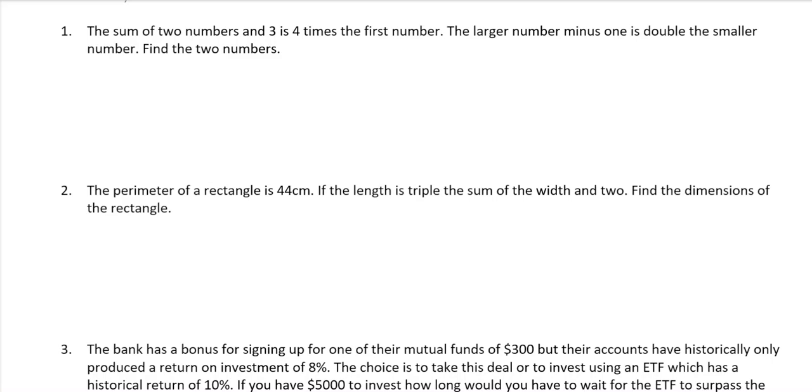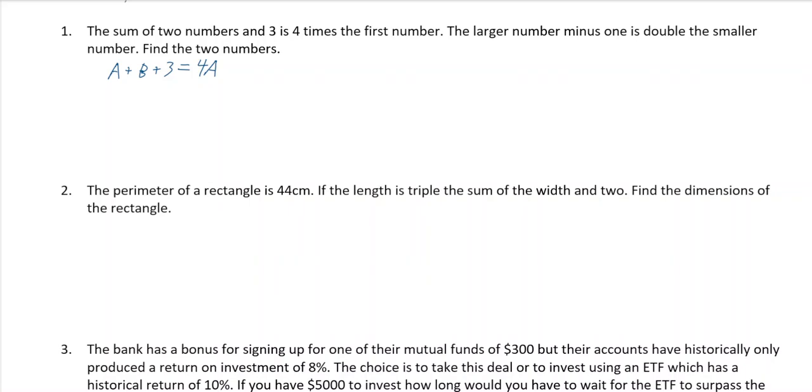Okay, so reading it very carefully, we have to be, again, very careful to make sure we write down the equations for these. The sum of two numbers and 3 is 4 times the first number. So the sum of two numbers, so a plus b, and 3, so plus 3, equals 4 times the first number, so 4 times a. Okay, that's our first equation.